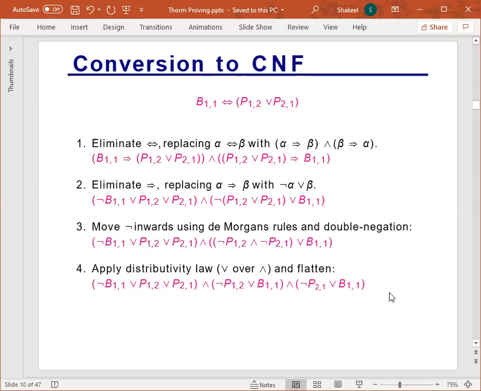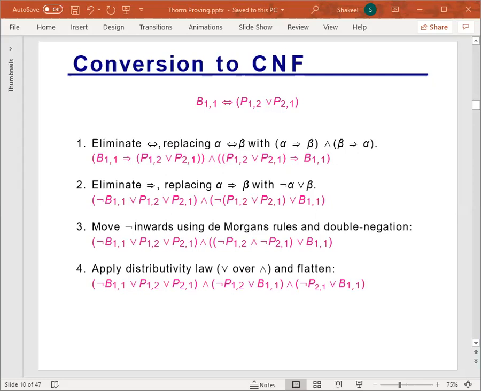And now we have the conjunction of three clauses that are actually disjunctions of literals, which are positive or negative. So this is how we transform by these four steps. We eliminate the double implication, we eliminate the implication, we use De Morgan's law to introduce negation inside, and we flatten and distribute the disjunction over the conjunction to obtain the final result, which is the conjunctive normal form.